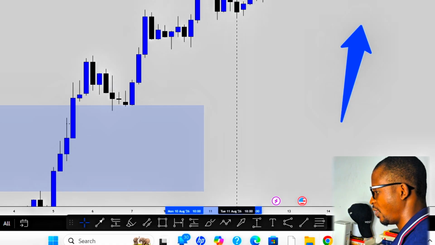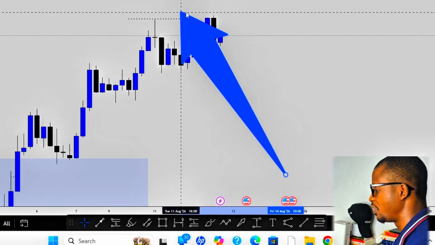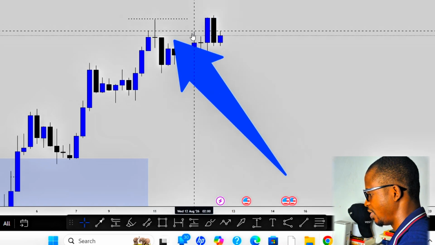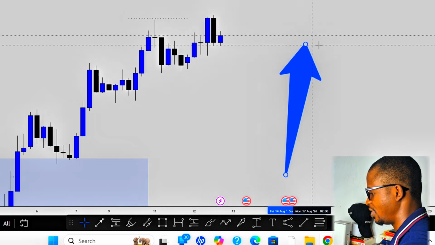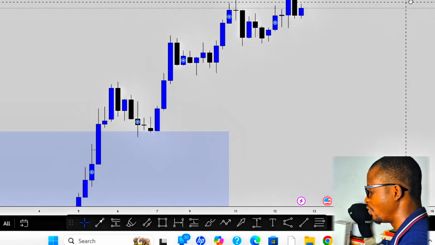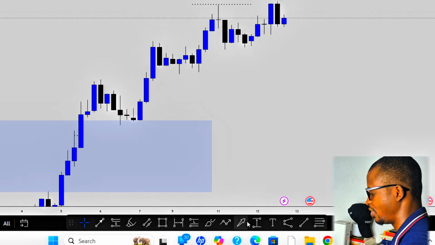So look at what the price did. The price eventually moved towards the liquidity. You understand? So even if you are considering selling gold, you have to respect this thing. You have to respect this external liquidity, and not until price gives you a beautiful change of character, you should not even think of selling in this kind of scenario.